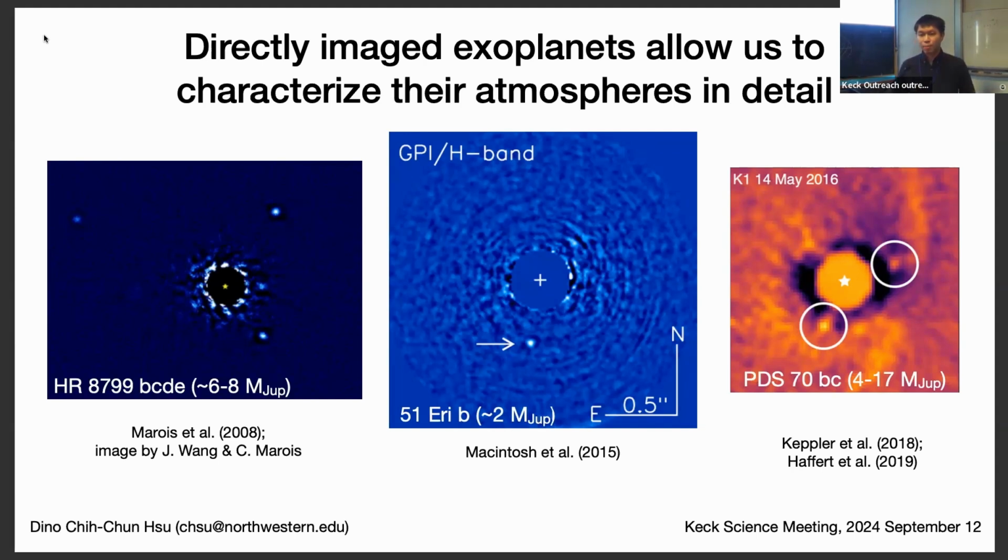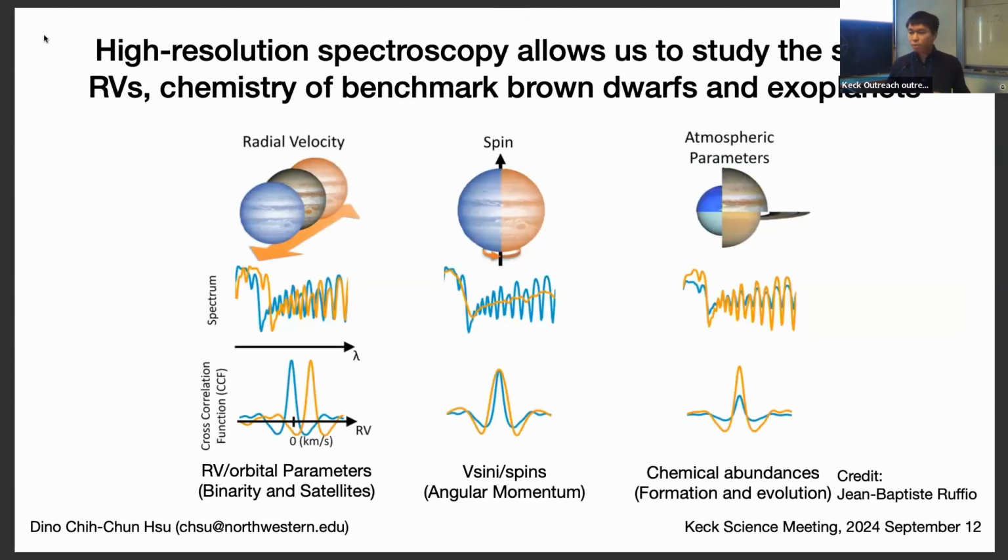So we can study their formation and evolution on different spatial scales and with different atmospheric properties, because hot Jupiters are pretty close to their stars and there's irradiation. Directly imaged exoplanets probe different formation channels. And in terms of technology, this is a showcase of what we can do with high resolution spectroscopy.